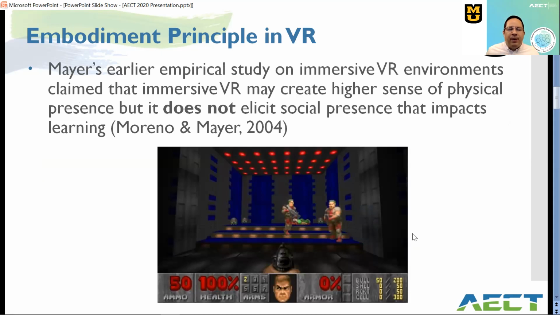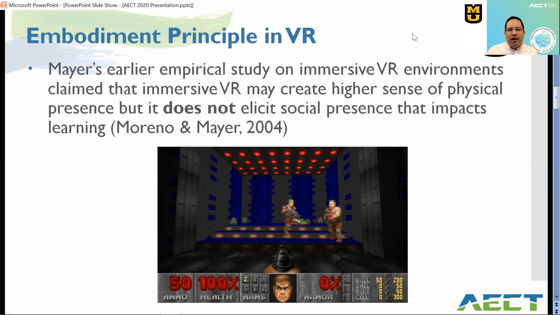Okay, he did an early experiment in VR. Mayer did an experiment in VR in which he compared levels of immersion and just to see how much physical presence was perceived by the learners. Now, this was an early experiment, and of course, the graphics at that time were not as good and the technology was not as good as today, but they couldn't find any difference between a 2D non-immersive environment and a 3D immersive environment. So they found no difference from the point of view of learning.